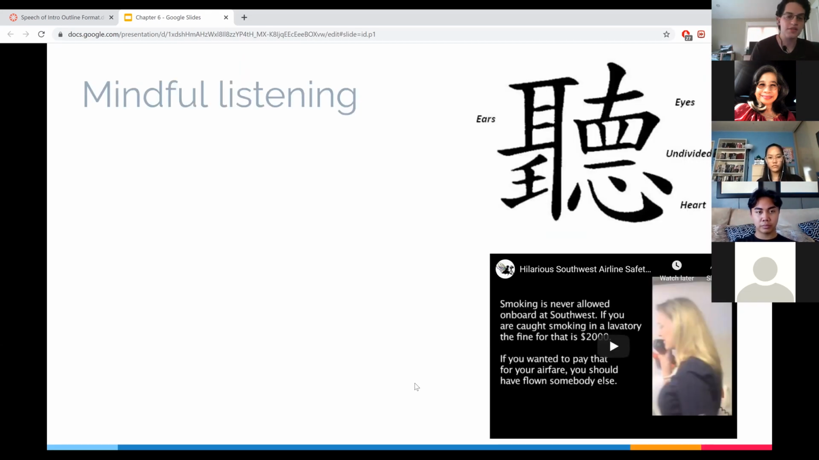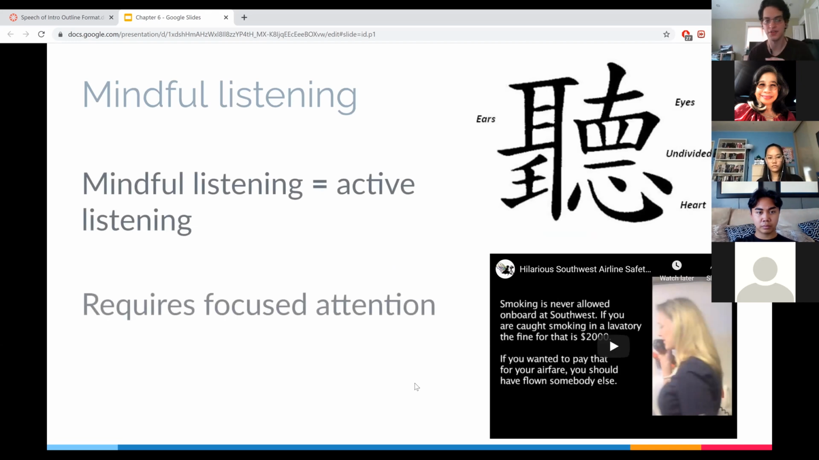So, we want to always be practicing what's called mindful listening. Mindful listening is active listening. It requires focus, as we kept talking about. Attention is focus. It means that we're not only listening to the specific words being said, that we're not just hearing a speaker, but that we're actually processing it.